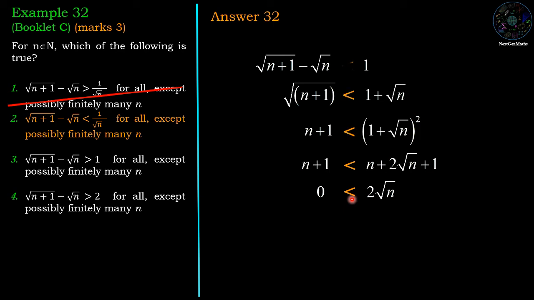Then finally we have square root of n plus 1 minus square root of n less than 1. And in the third option we have greater than 1. So third option is wrong. If it is less than 1, then it must be less than 2. So the fourth option, greater than 2, is also wrong. Hence, only one option is correct: the second option, square root of n plus 1 minus square root of n less than 1 upon square root of n.